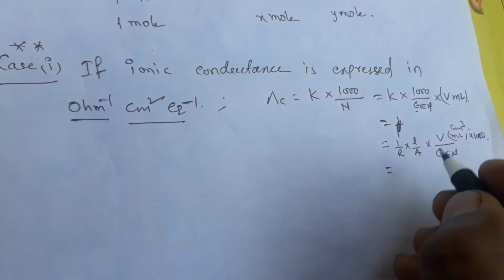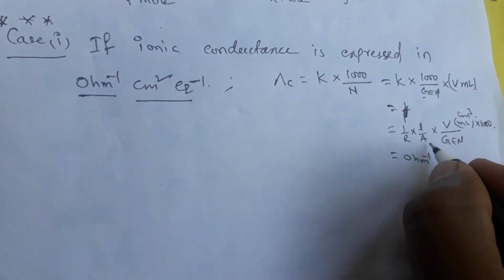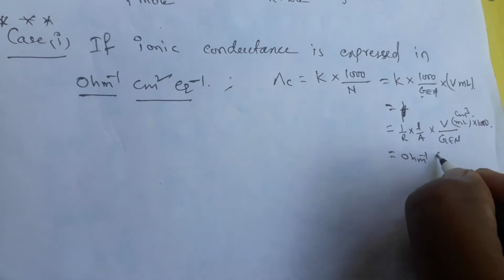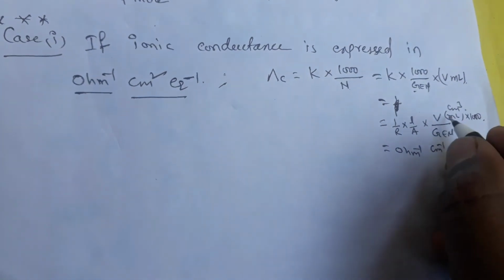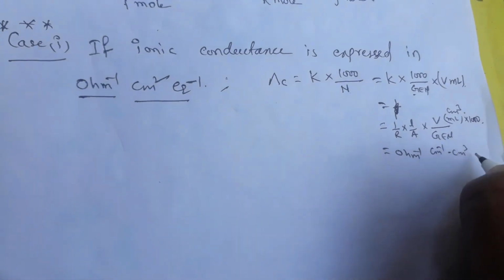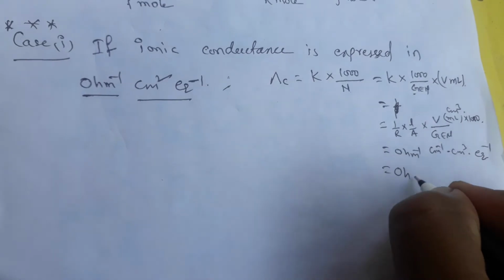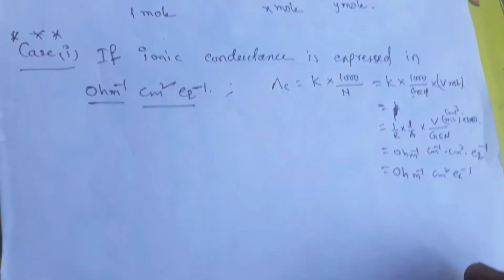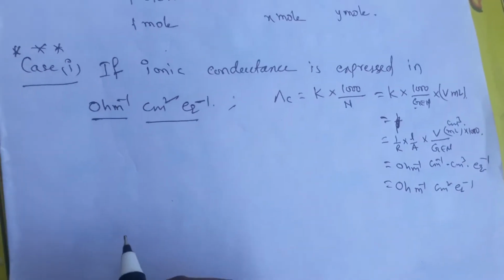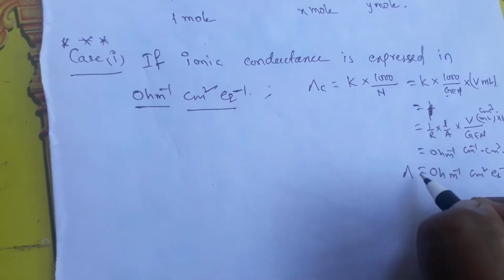So if you write this here, 1 by R is equal to ohm inverse. Here the length is centimeter, per centimeter square, that is centimeter inverse, and here is the centimeter cube, and here is the equivalent inverse. So centimeter cube and centimeter, that means ohm inverse, centimeter square, equivalent inverse. So these are the units for lambda c, that is the equivalent conductance.